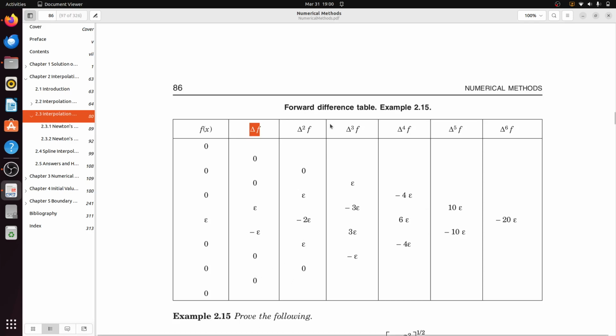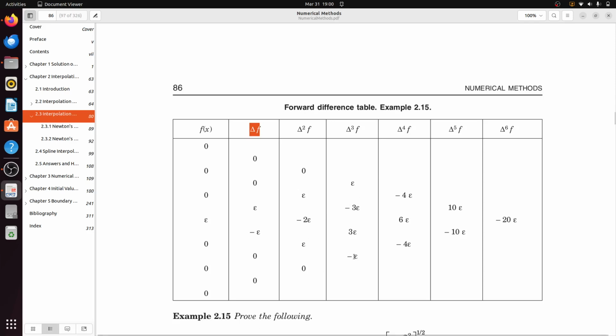Next, delta cube, that means the third order finite difference. So epsilon minus 0 is epsilon, minus 2 epsilon minus epsilon is minus 3 epsilon, epsilon minus of minus 2 epsilon is 3 epsilon, 0 minus epsilon is minus epsilon.